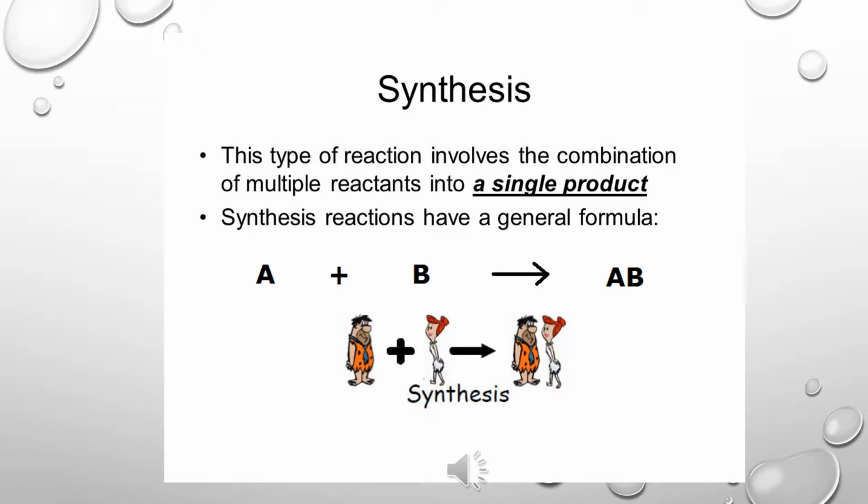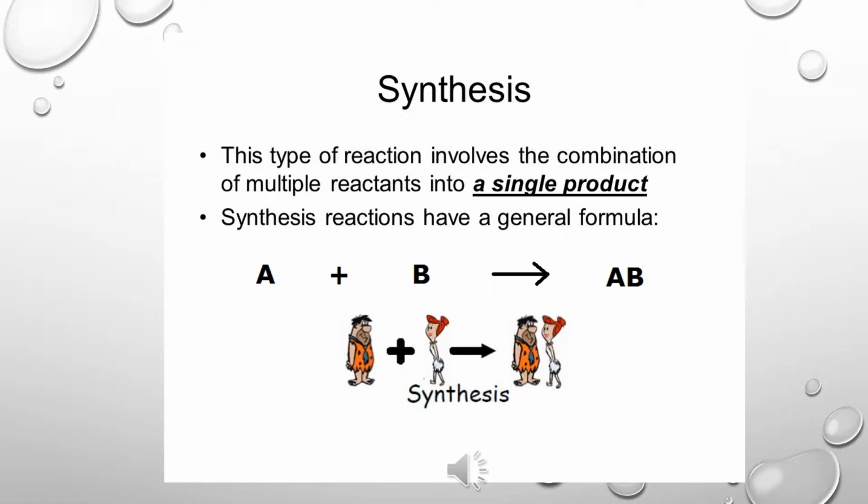The first chemical reaction we're going to talk about is synthesis. This type of reaction involves the combination of multiple reactants into a single product. The general formula below shows the reactants A plus B combined into the product AB. A real-world example would be hydrogen combining with oxygen to form water.